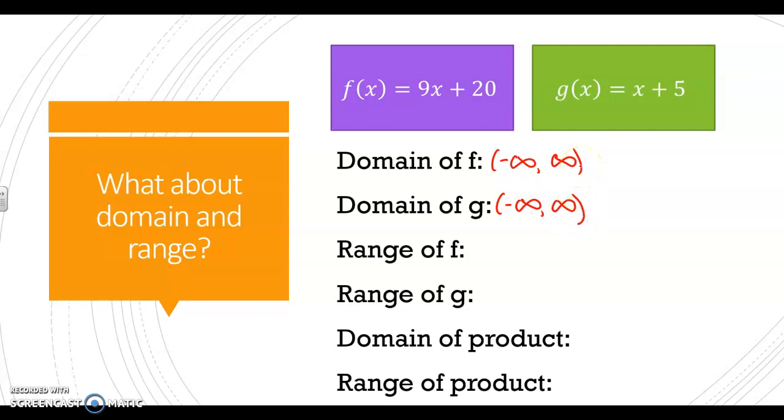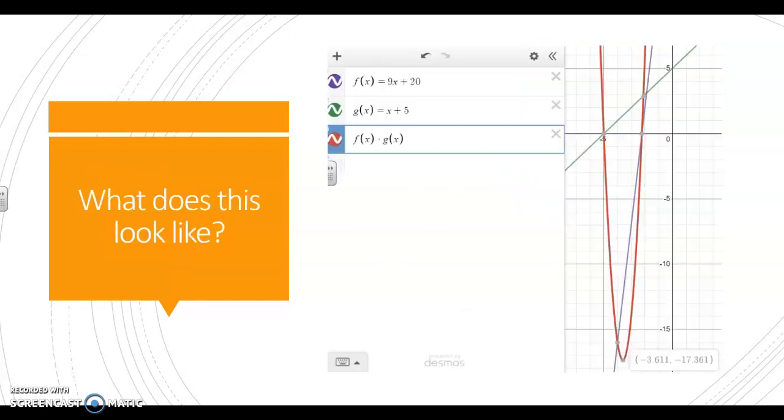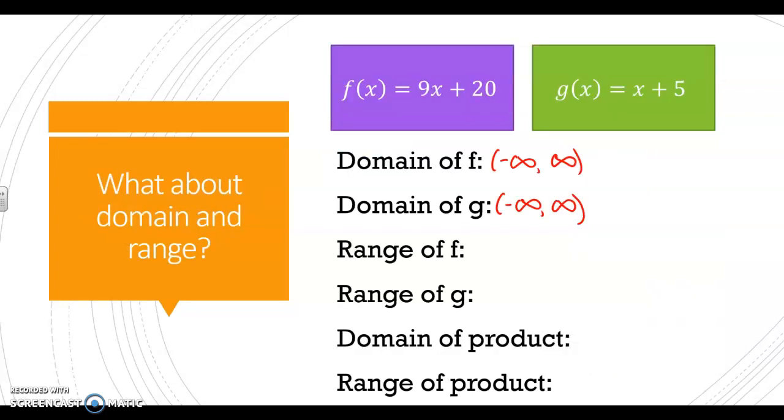And while we're looking at domain, let's look at the domain of the product. So for our product, we have our red parabola here. And remember, since domain is the x values, all of our parabolas, their domain is all real numbers as well, because you can put any x value into a parabola, into a quadratic. So the domain of our product is also negative infinity to infinity.